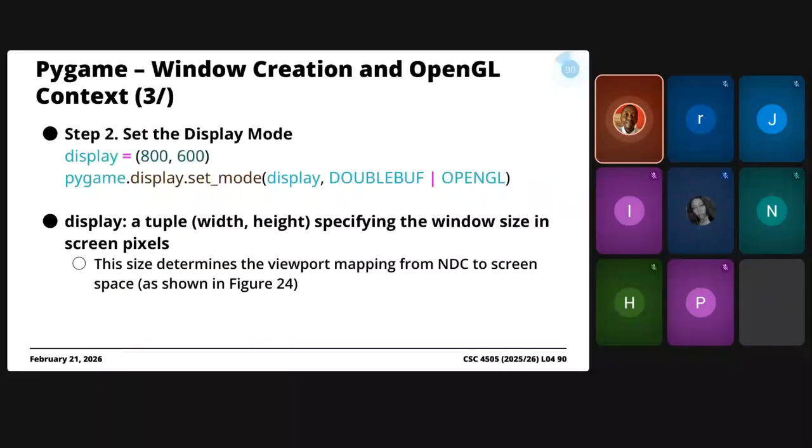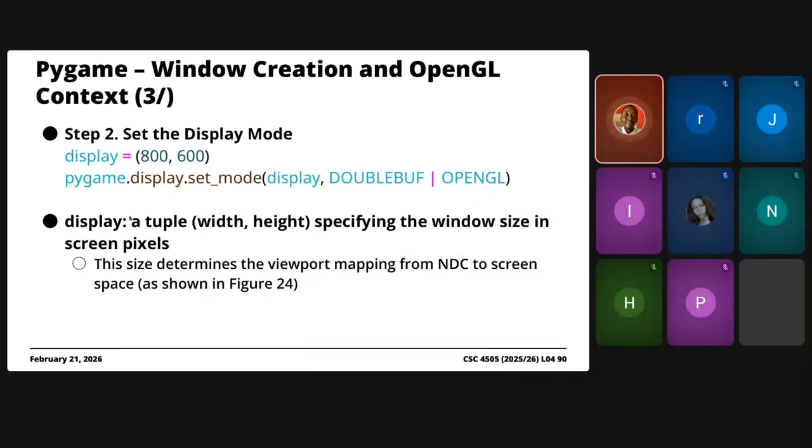So after we initialize Pygame, we then set the display mode. Fundamentally, what you're doing with the display mode is specifying the resolution. In this particular case, the resolution is specified by indicating the width and the height. So 800 is the width, 600 is the height.